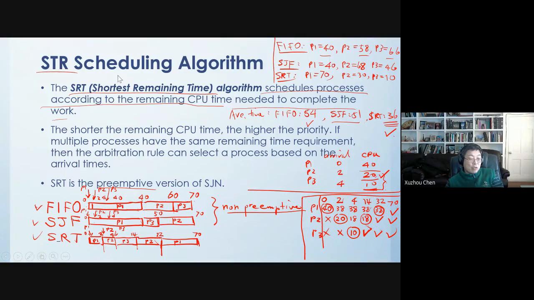It's just between P3 and P2. So you swapped, and in that case, P2 waits a little longer, and P3 waits a smaller time. So the idea for shortest job first is that we have to make sure the process with the shortest CPU time should wait less. Okay, so that's basically the idea.